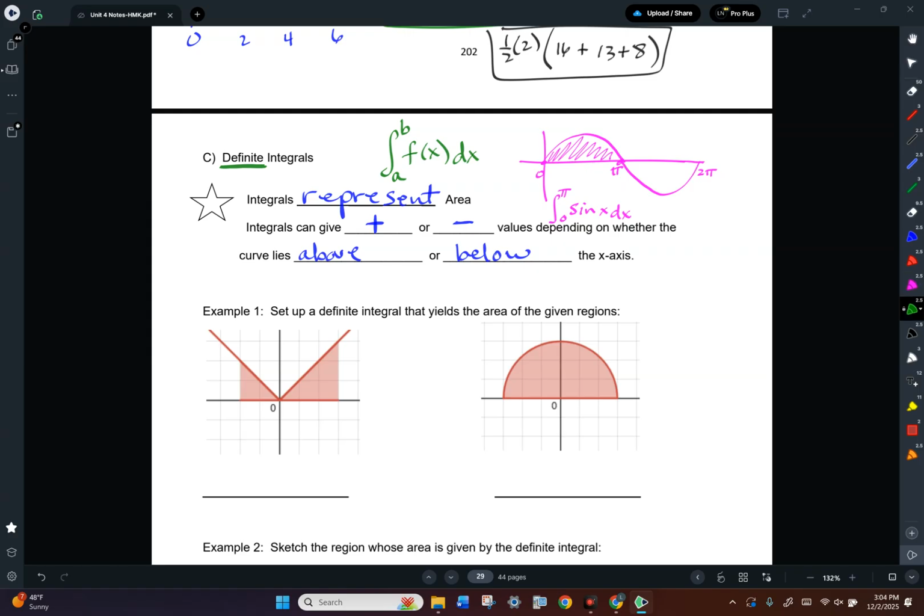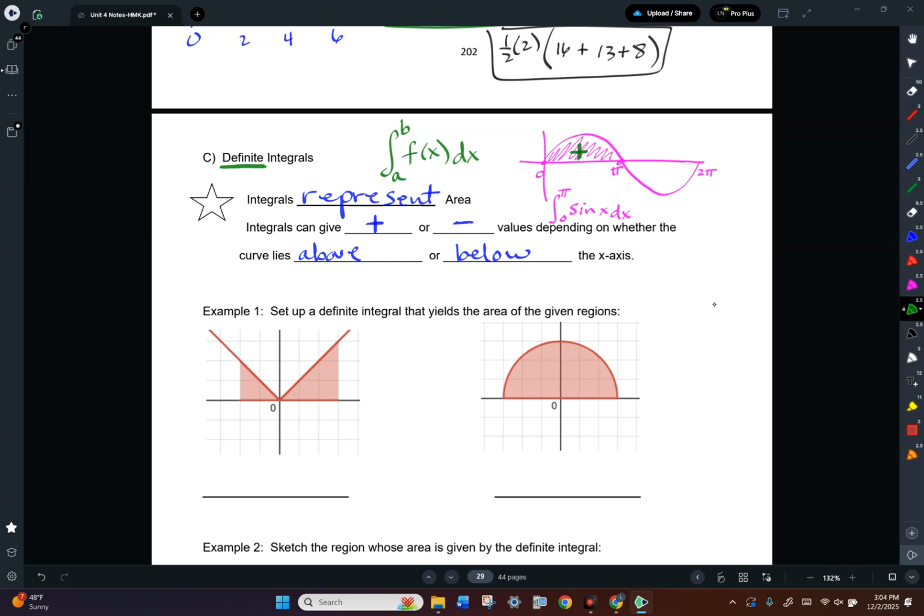If I were to put this in my calculator, and we're not going to talk about how to actually do this yet, we will later, if I were to actually put that in my calculator, that integral from 0 to pi of the sine of x, that would give me some positive value that would be equivalent to that amount of area.